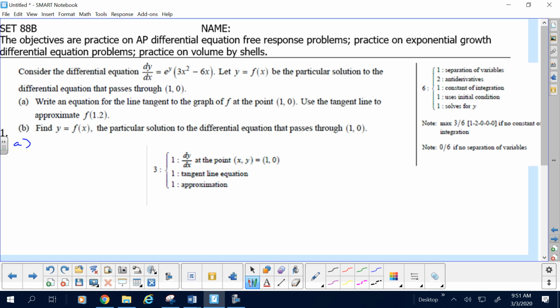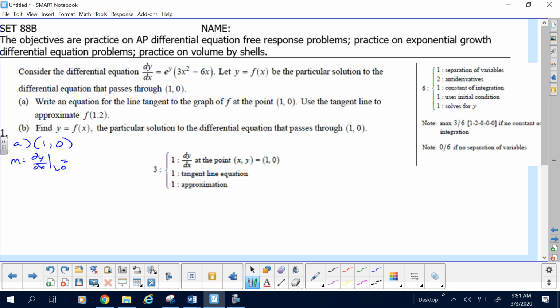You do not have to integrate. You have everything you need to do the tangent line. You need a point, like you said, (1, 0), and a slope. How do you find the slope? dy/dx at (1, 0). Is it important to communicate, hey, I know I used the derivative to find the slope? Yeah, it is. If you don't show it, you're out for the tangent line. Doesn't matter if you write the tangent line right. If you don't show where the slope came from, you're done. 0. Okay?